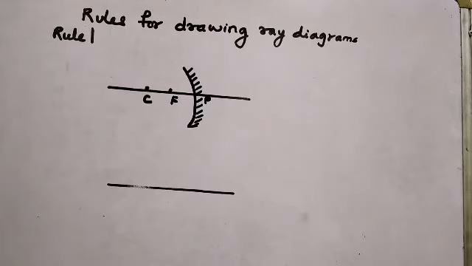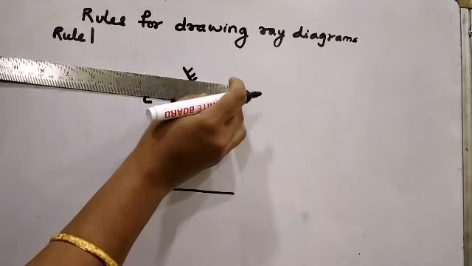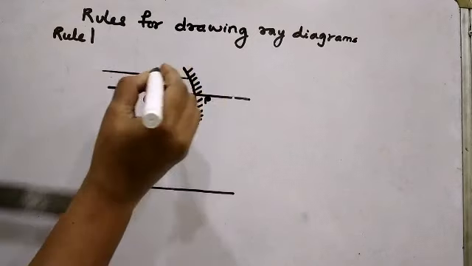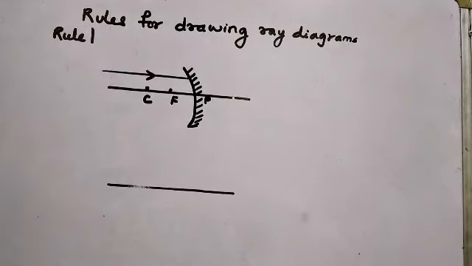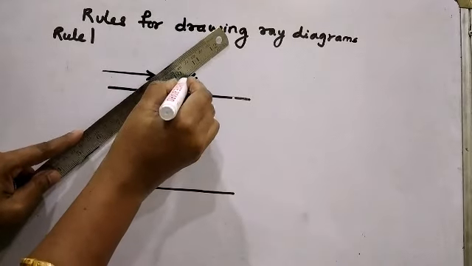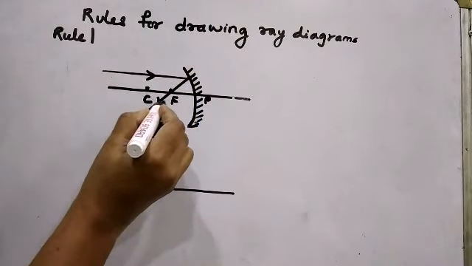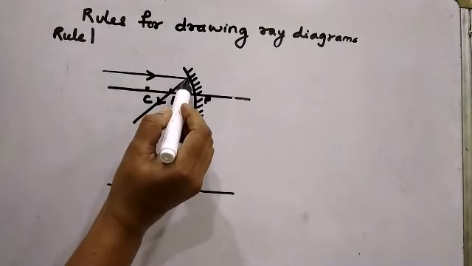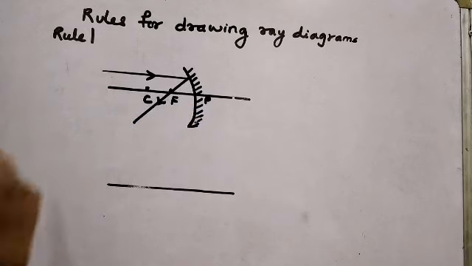Rule 1 says that if the incident ray is parallel to the principal axis, here this is an incident ray, then the reflected ray passes through the focus of the mirror. Understood? If the incident ray is parallel to the principal axis, then the reflected ray passes through the focus of the mirror for a concave mirror.